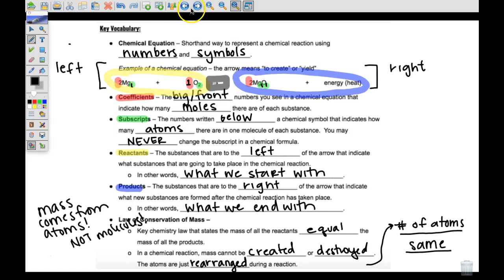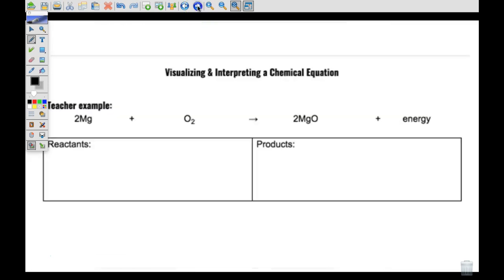Now we're going to learn how to visualize chemical equations, going from these symbols to a picture. So let's flip our note sheet over. On the reactant side, I know that reactants are everything to the left of the arrow. So these two substances are my reactants, while the products are on the right-hand side of the arrow. You'll see that the line to divide the reactants and products is right under the arrow, and that was done on purpose.